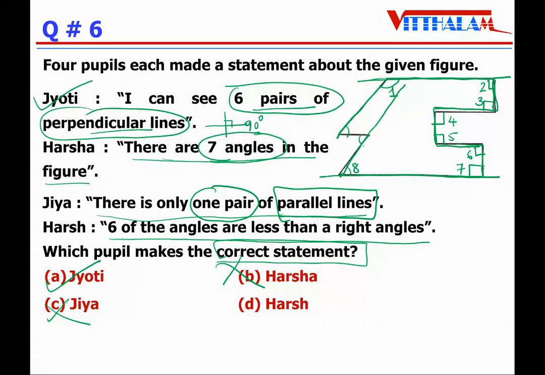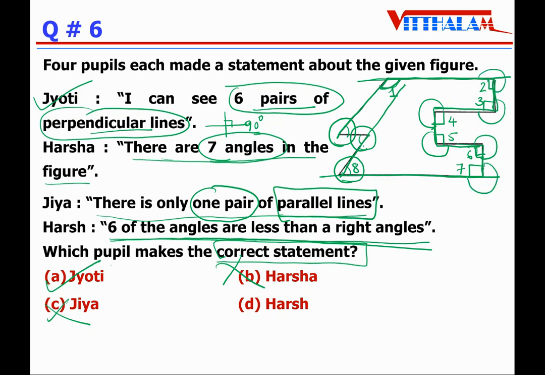Let's talk about Her. What Her said: six of the angles are less than right angles. Let's find out. Less than right angle means less than 90. This is the first angle, this is the second angle, this is the third angle, which are less than 90. Let's find another one. So greater than 90. This is equal to 90, equal to 90. This is a reflex angle, this is a reflex angle. Equal to 90. This one is a reflex angle. Outside is a reflex angle. If I talk about this, reflex angle. Outside, exterior, reflex angle. So we identified only three. So what Her said is also wrong. Therefore, what Jyoti said, I can see six pairs of perpendicular lines, that's true. That's correct. So the answer is A.